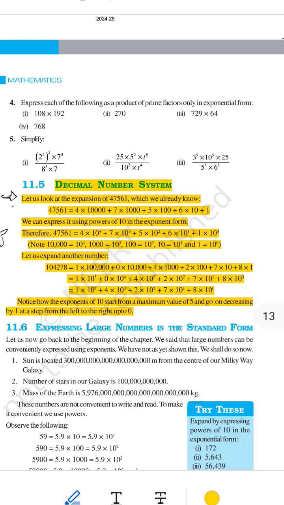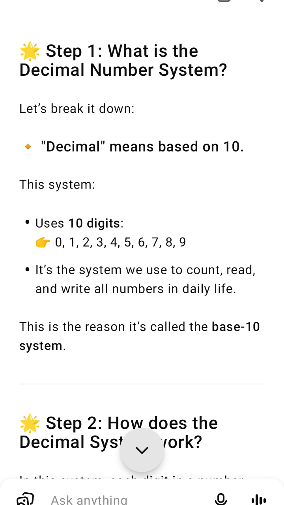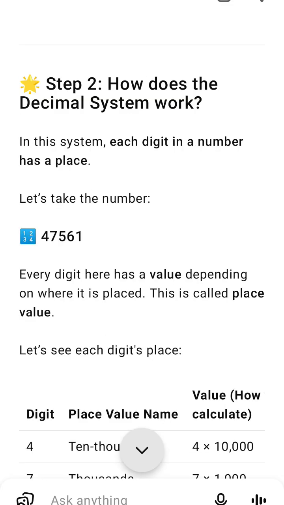Now write each value with a power of 10. 100,000 equals 10 to the power 5. 10,000 equals 10 to the power 4. 1,000 equals 10 cubed. 100 equals 10 squared. 10 equals 10 to the power 1. 1 equals 10 to the power 0. So, 14,278 equals 1 times 10 to the power 5 plus 0 times 10 to the power 4 plus 4 times 10 cubed plus 2 times 10 squared plus 7 times 10 to the power 1 plus 8 times 10 to the power 0. Even though 0 times 10 to the power 4 equals 0, we still write it to show the position.